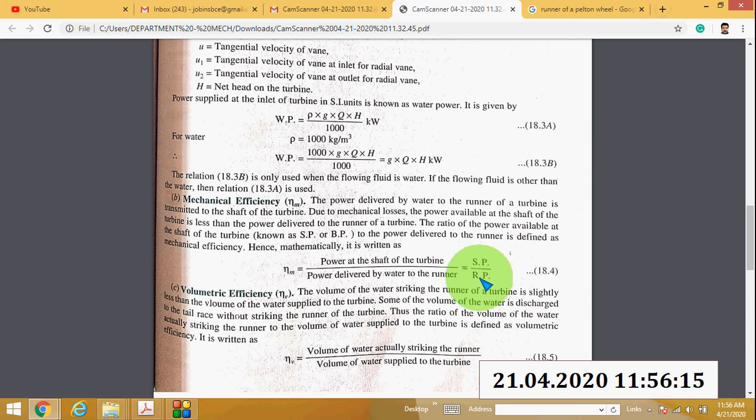So this ratio, shaft power divided by runner power, is called mechanical efficiency. Once again, the power delivered by water to the runner is transmitted to the shaft of the turbine, so you will get shaft power. This shaft power is less than the runner power because of mechanical losses. The ratio of the power available at the shaft of the turbine to the power delivered to the runner is defined as mechanical efficiency. This is important.